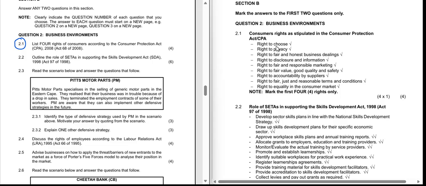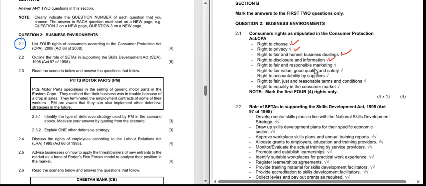You just need to list right to choose, right to privacy. So all these are consumer rights according to the Consumer Protection Act. Right to privacy, right to fair and honesty in business dealings, right to disclosure and information, which means businesses, when they produce their products, that's why you see on the packaging that they're going to provide you with all the information that you need to know about the product, what they used to make the product, the ingredients that they used, or the other elements that are in that product.